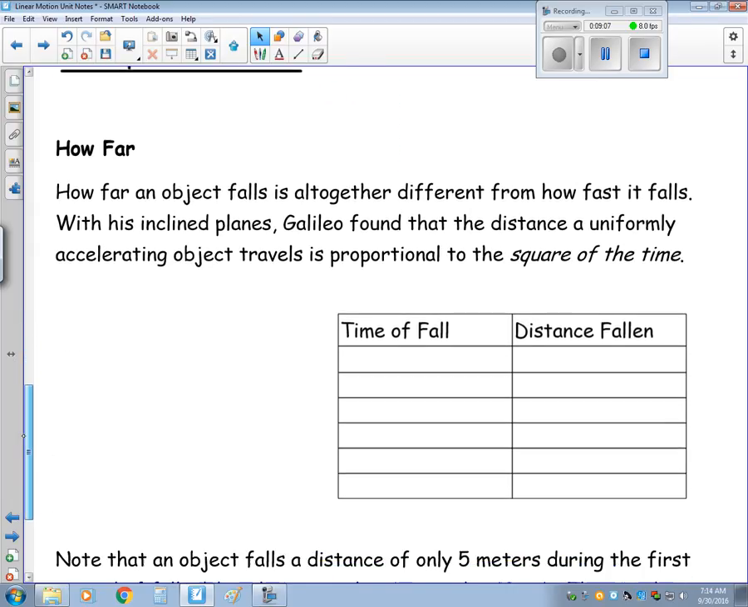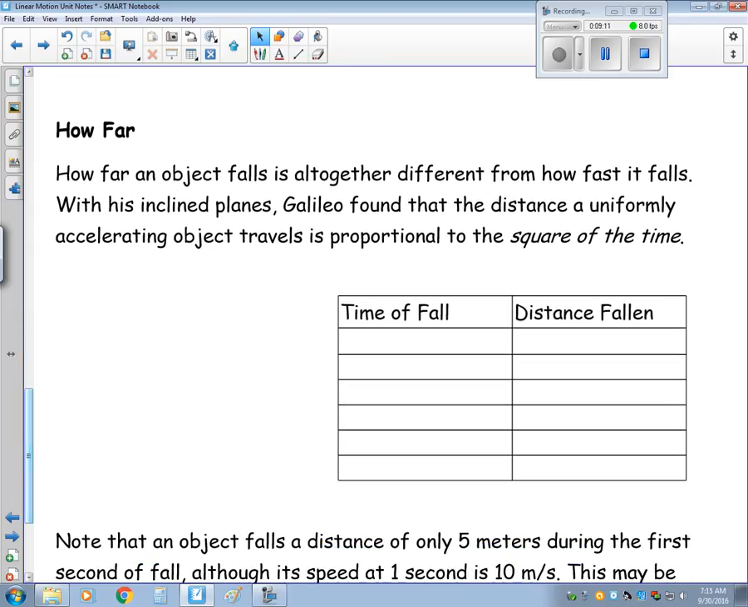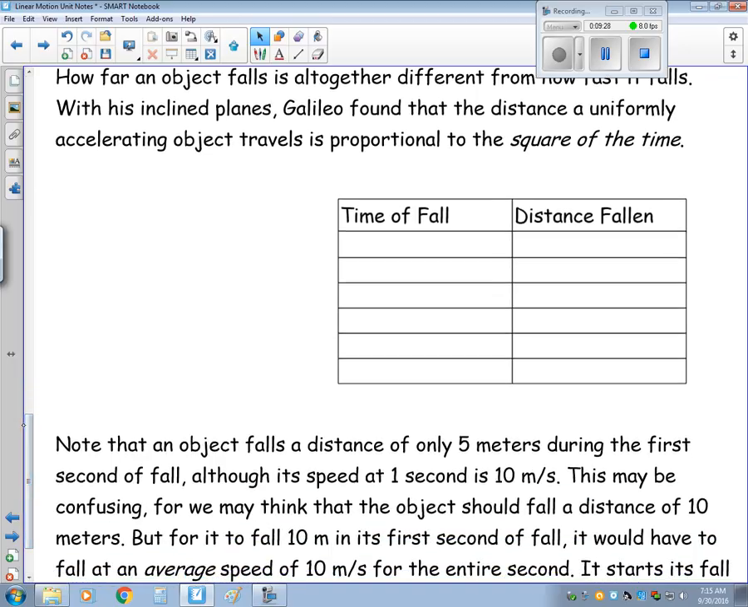The next question we may want to ask ourselves is how far? As an object is falling, how far does it travel? And this is something that Galileo found. Galileo found that for an accelerating object, the distance it travels is proportional to the square of the time. So, for time measured in seconds and distance measured in meters, he found that at 0 seconds, it will travel 0 meters, and that should be expected. After 1 second, it will travel 5 meters. 2 seconds, 20. 3 seconds, 45. 4 seconds, 80. 5 seconds, 125.